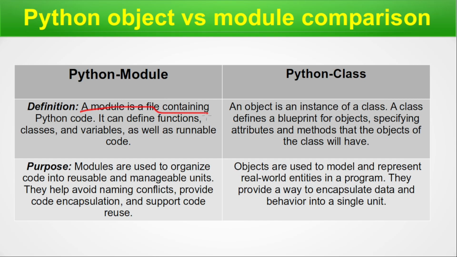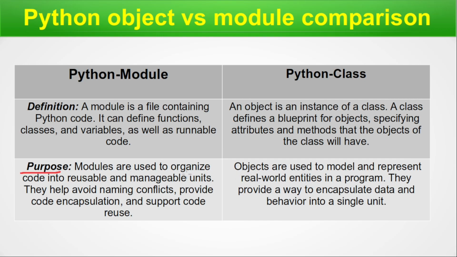A module is a file containing Python code. It can define functions, classes, variables, as well as runnable code. An object is an instance of a class. A class defines a blueprint of the object, specifying attributes and methods that the objects of the class will have. Now, this is the definition. First, we compare the two definitions. A module has plain code and the Python class is a concept. So you can understand these two.